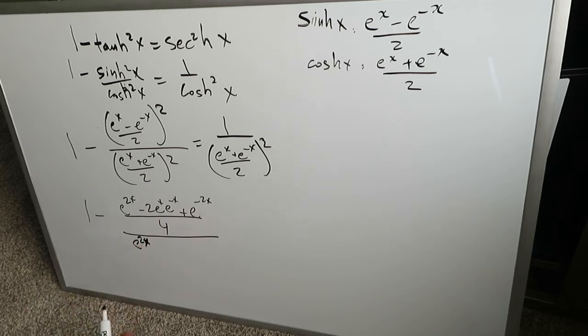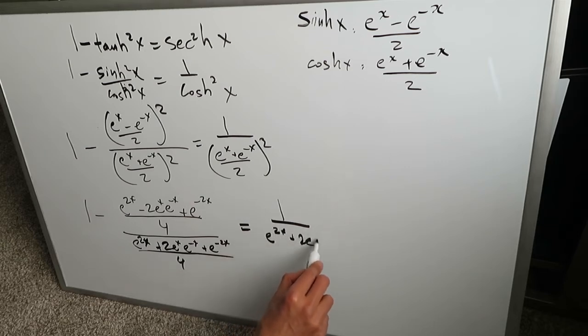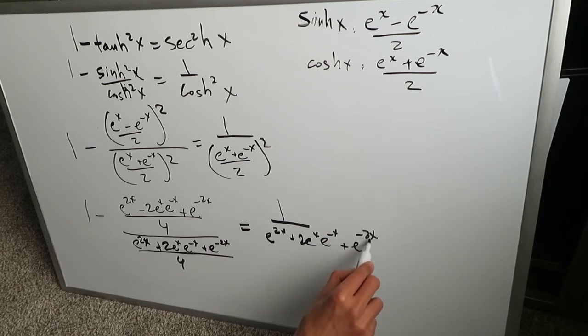I was struggling here a little bit with that x. Plus 2 e to the x e to the minus x, plus e to the minus 2x over 4. As I said, these things can get a little messy. Is equal to all of this. You have to open it up, don't you? You have e to the 2x plus 2 e to the x e to the minus x plus e to the minus 2x over 4.